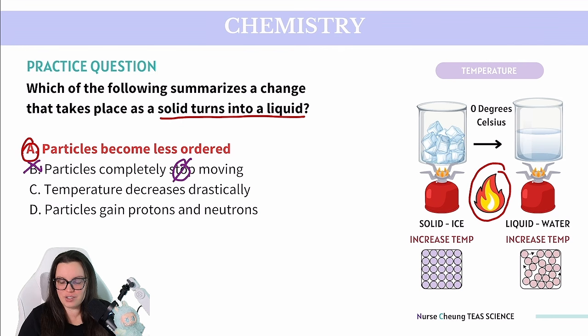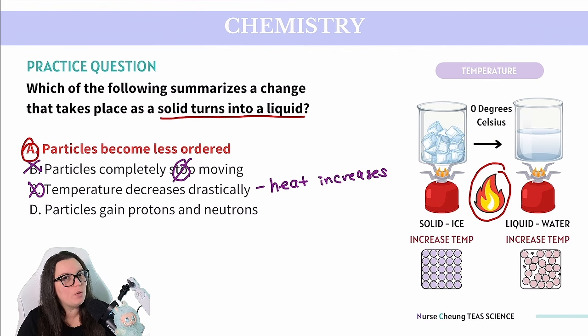Looking at our other answer options, we have C, temperature decreases drastically. Again, we need heat in order to make this happen. So it wouldn't make sense that we would be decreasing temperature. It would only make sense if we were going from a liquid to a solid. Then of course we would see temperatures decreasing. But in this particular chemical reaction, we're going the other direction, meaning that we're going to need some heat.